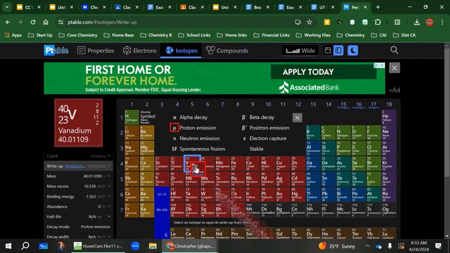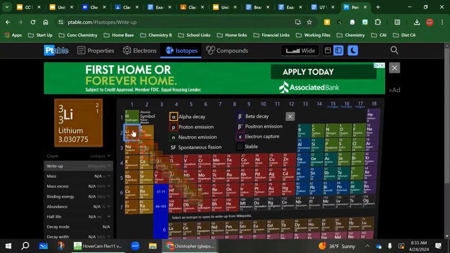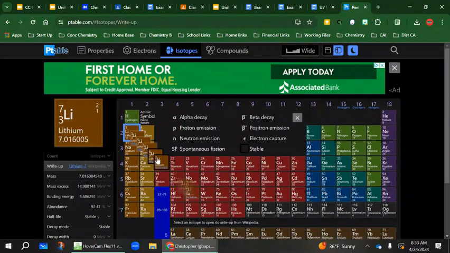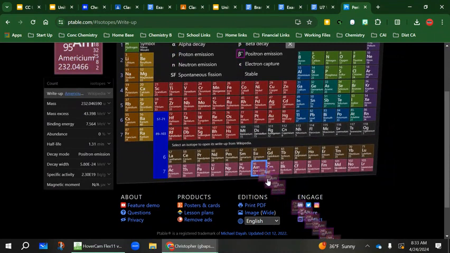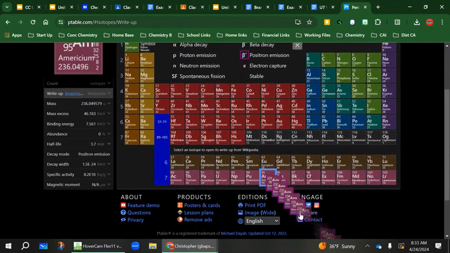I will tell you this, the lighter the element, the harder time you may have finding nuclear decays with it. For example, lithium: stable, no decay, green, neutron emission, that's it. So lithium does not undergo alpha decay and it does not undergo beta decay. If you're struggling, go to the bigger elements, ladies and gentlemen. Now you will find some that undergo alpha decay and beta.